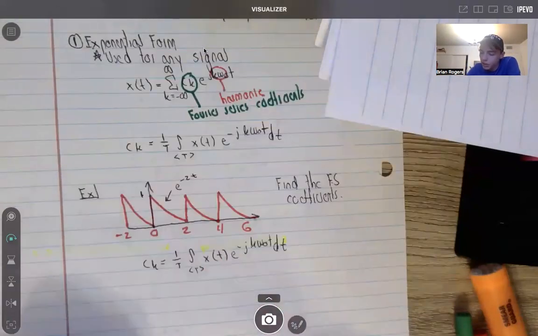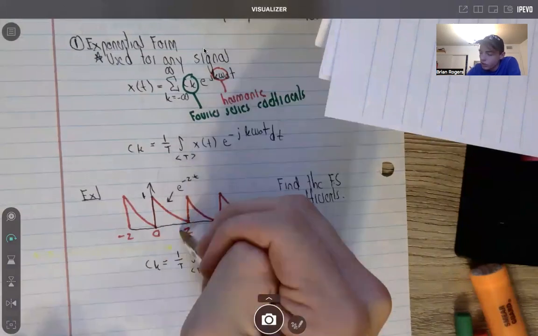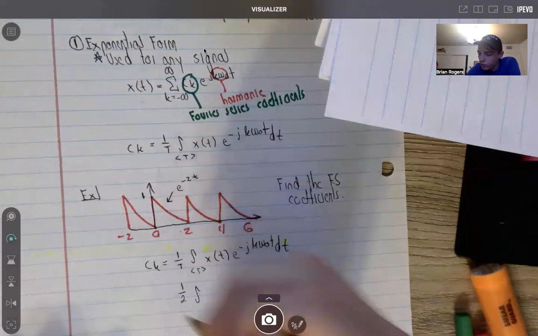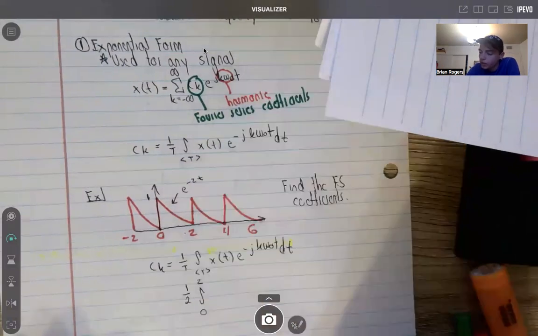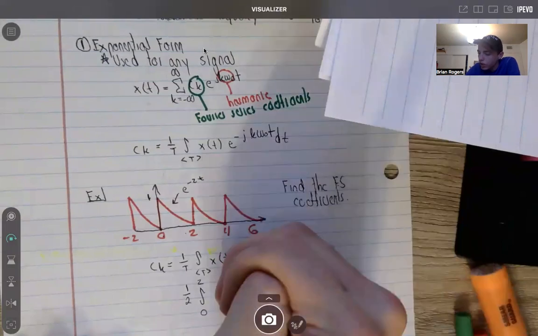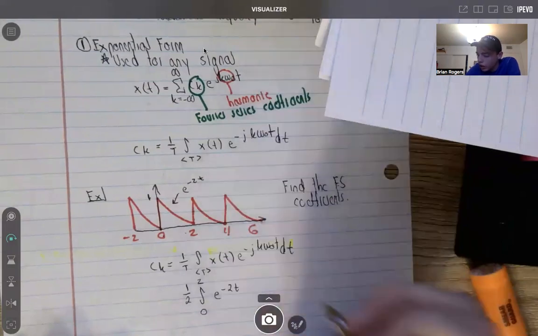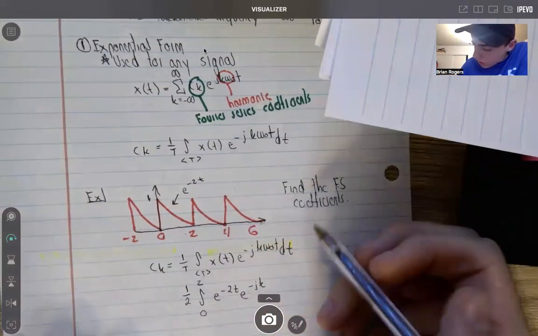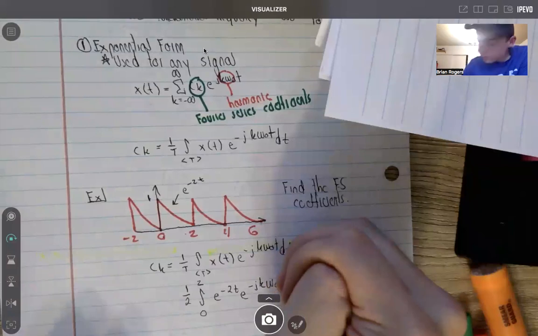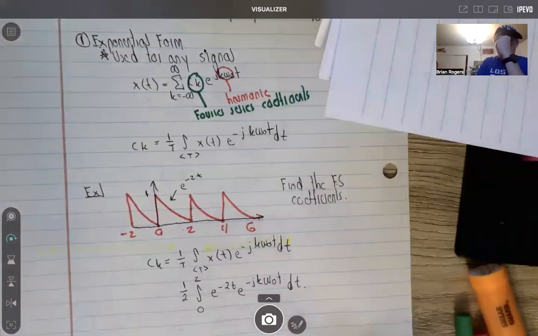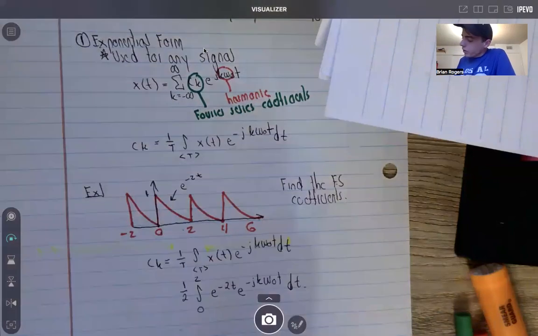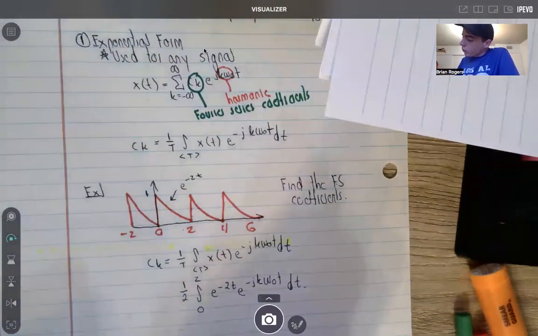And so this is going to be over 1 period, and a period we can see is 2. So it's going to be 1 over 2, from 0 to 2, which is over 1 period length. Then our x of t is e to the negative 2t, and then e to the negative j k omega naught t dt. And so what we're going to see here is basically we're going to have our format.